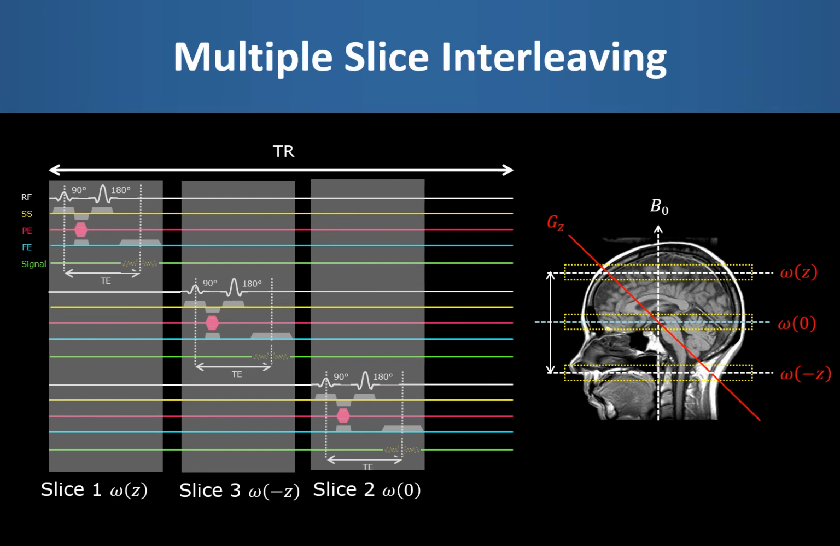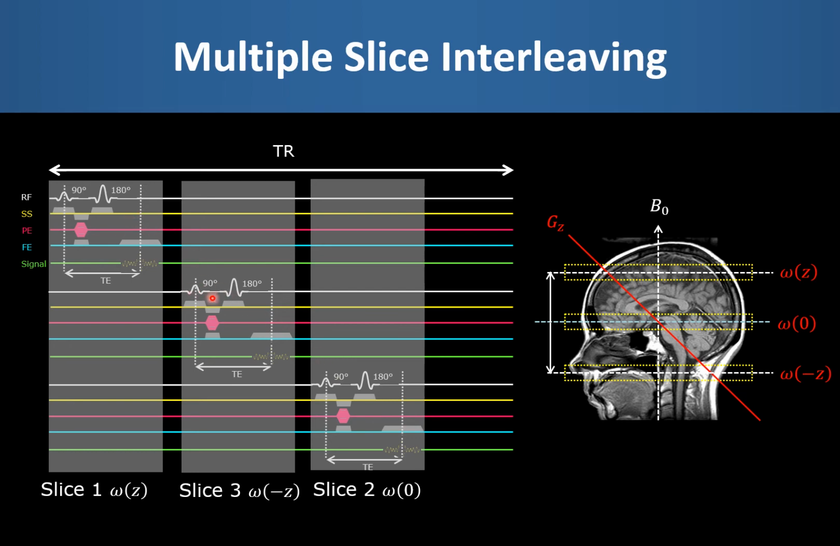MRI scans are quite long because of the need for a relatively long TR, with generally only one phase encoding step being acquired per TR. But this does mean that for most of the TR, nothing is happening except T1 relaxation in order to give us the desired contrast. To make MRI more efficient, we interleave other slices during this TR period.